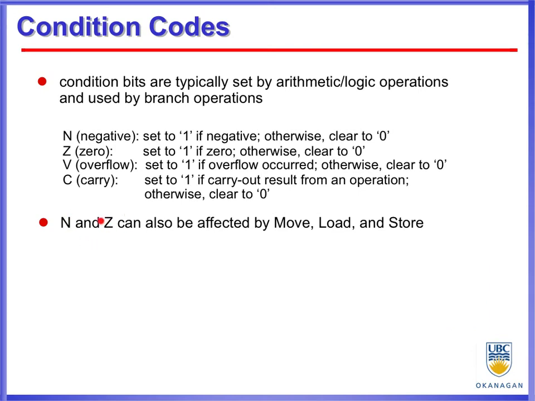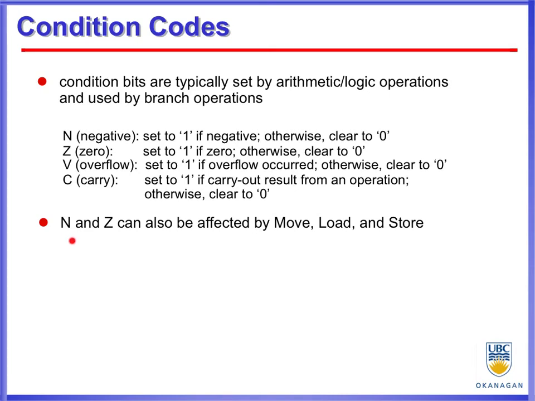The N and Z bits can also be affected by move, load, and store. Load instructions go to a memory address, get the number that's there, and load it into a register in the CPU. Store takes a number that's in a CPU register and stores it in memory somewhere. Move instructions are a little more flexible. You can move a number between two different registers, or in some machines between two different memory locations, or from a memory location to a register or vice versa. These are typically more in CISC machines, but sometimes you see it in others as well.